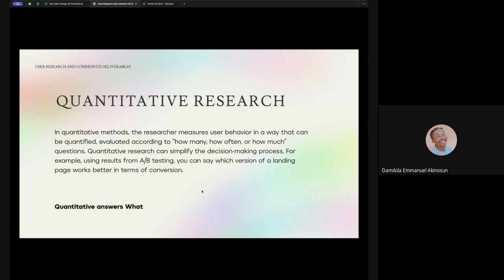I hope you understand these differences now. I hope it's getting clearer. So basically, these are the two subtexts of quantitative research.